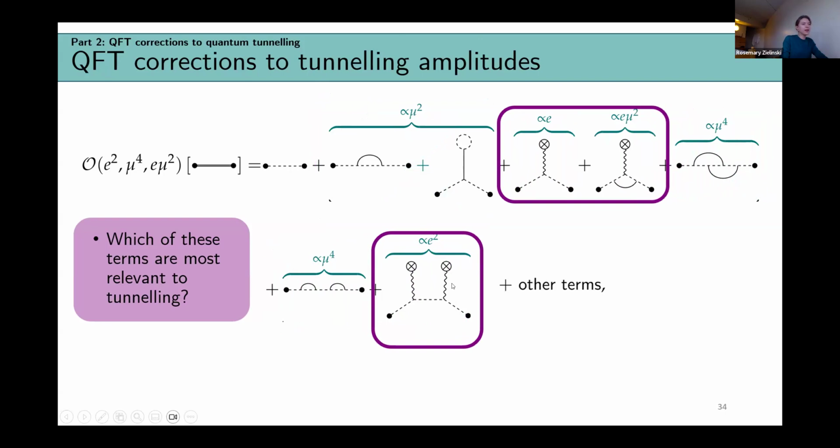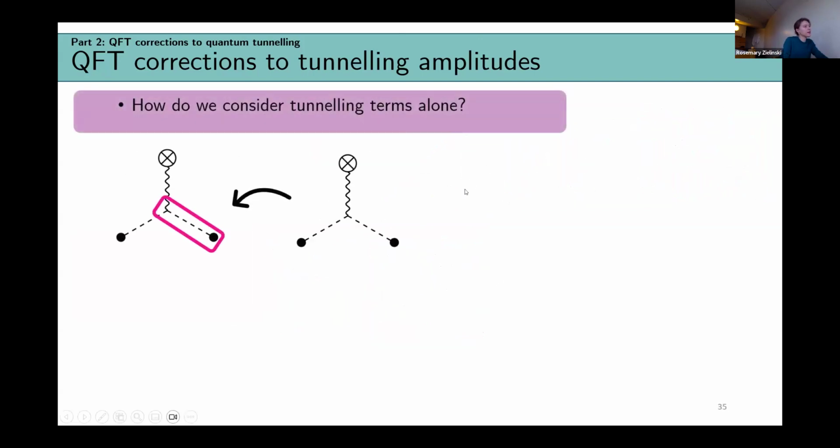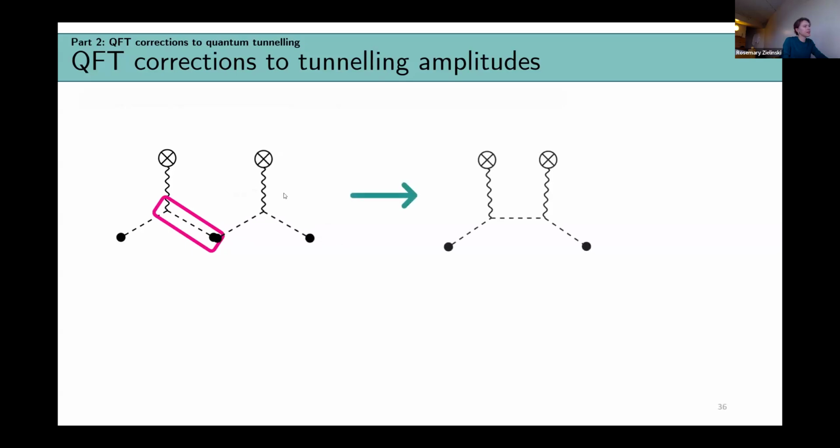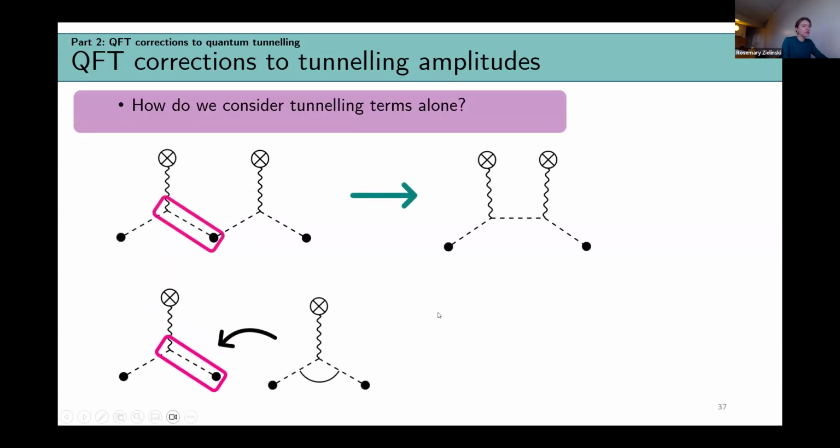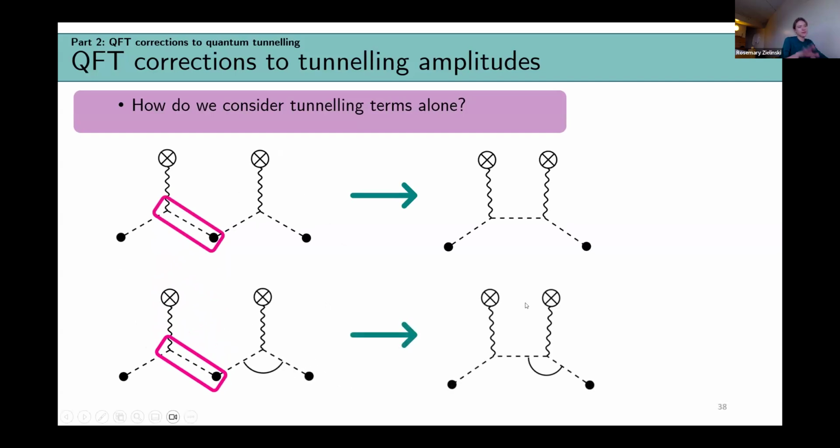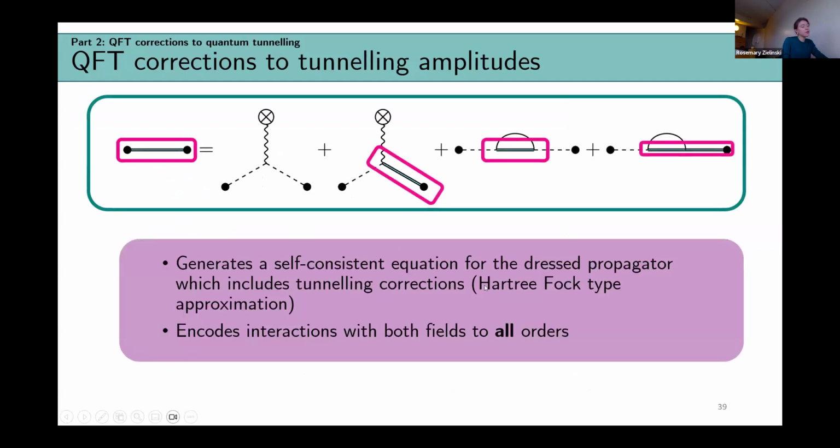So we have to find a way to systematically generate the diagrams which we want to retain, diagrams which are relevant to tunneling. One way we can think about this is we can imagine we have a term we already have, and then subsequently generate higher order terms by compounding these diagrams like this. We can do this with loop terms as well. This is just an intuitive way to think about the process. But effectively, this allows us to generate a self-consistent equation for the dressed propagator, which includes tunneling corrections, and which encodes interactions with both fields to all orders. When I say self-consistent, I mean that, as I've highlighted in this pink box, the dressed propagator appears with some complicated dependence on both sides of the equation.